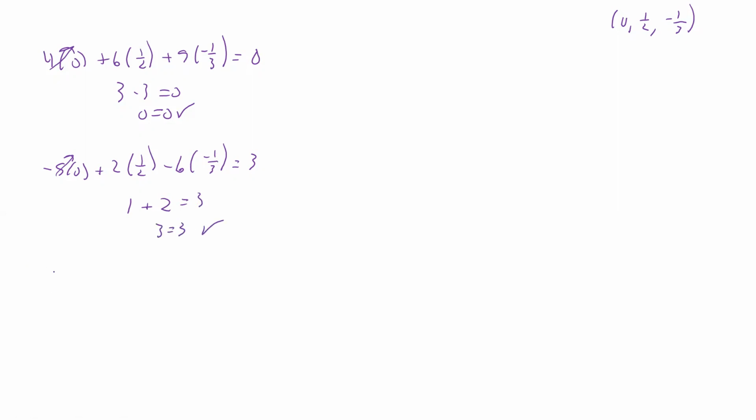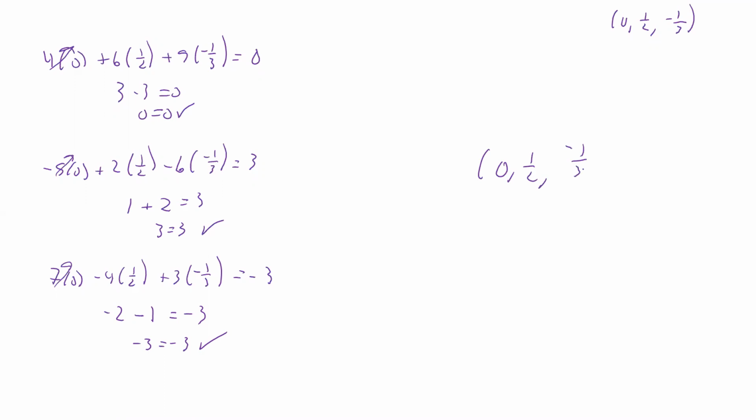And then our last one, we had 7 times 0, and then minus 4 times 1/2, and then we had plus 3 times negative 1/3, and that's supposed to be equal to a negative 3. Well, that's 0. That's a minus 2. And that's going to be a minus 1. And that's minus 3. So minus 3 equals minus 3. That works. And so our solution really is 0, 1/2, negative 1/3. And so that would be our solution to this system of equations.